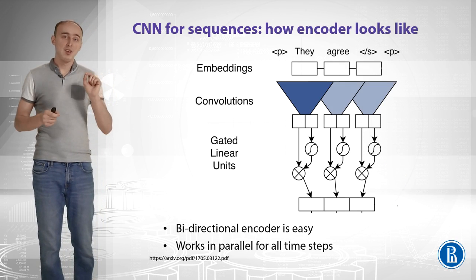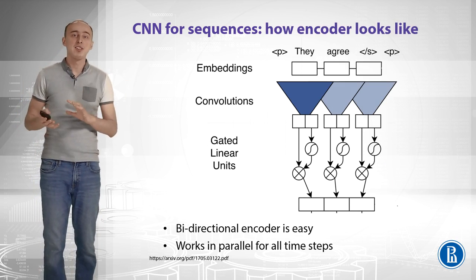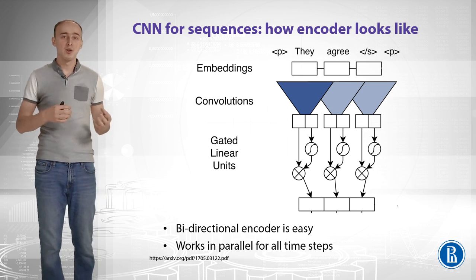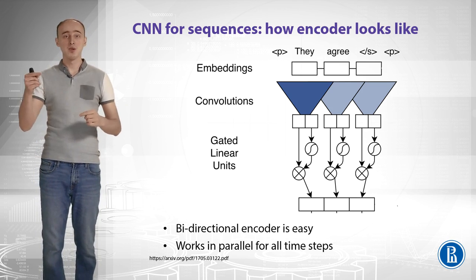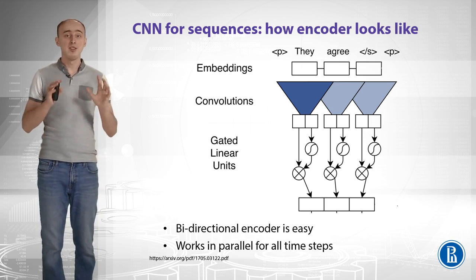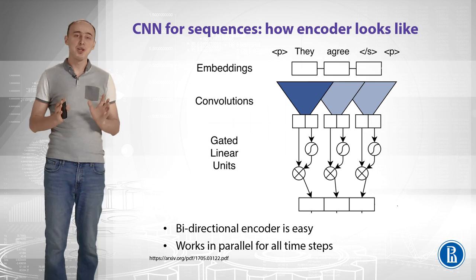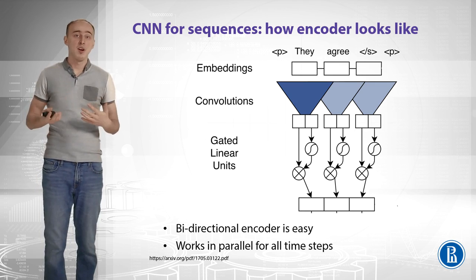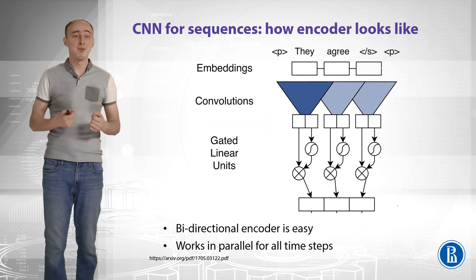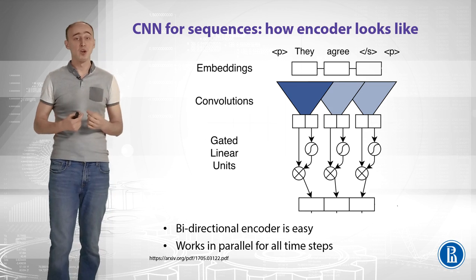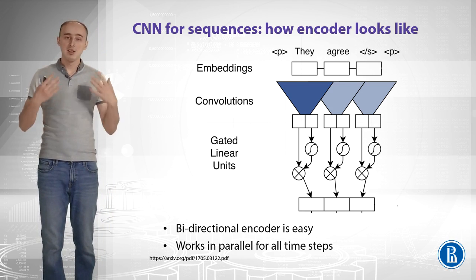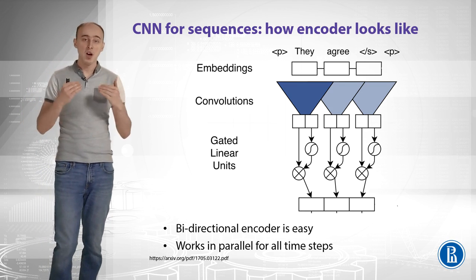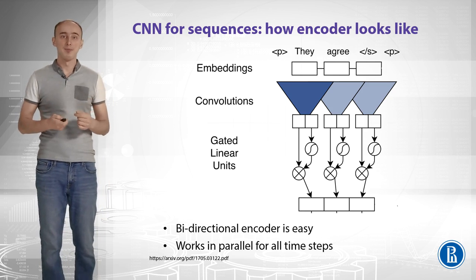Okay, so let's look at one more thing. When you do a sequence-to-sequence task, you want your encoder to be bidirectional, so that you look at the sequence from left to right and from right to left. The good thing about convolutions is that you can make the convolutional filter symmetric, and you can look at your context on the left and on the right at the same time. So it is very easy to make a bidirectional encoder with CNNs. And it still works in parallel. There is no dependence on the hidden state here. It just applies all of those multiplications in parallel.